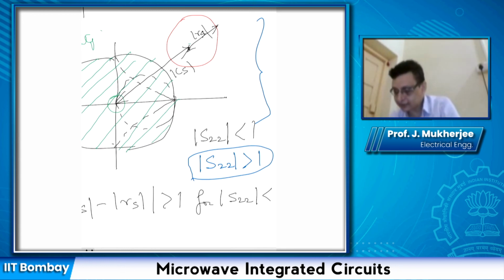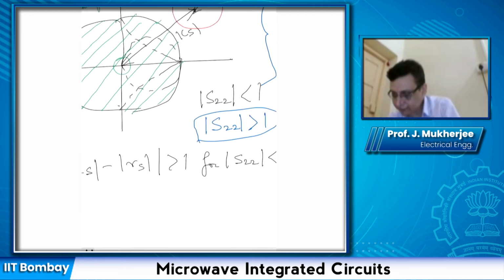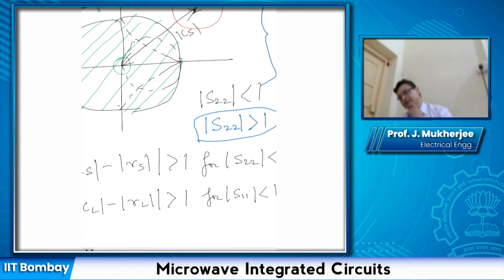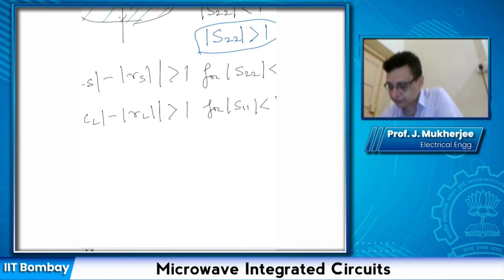Okay. And similarly, we can have a similar condition for the output stability circle also. If this condition is satisfied, then for all values of gamma L, the system will be stable. Now one other case can arise, which is this one.